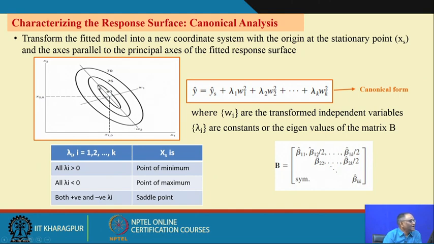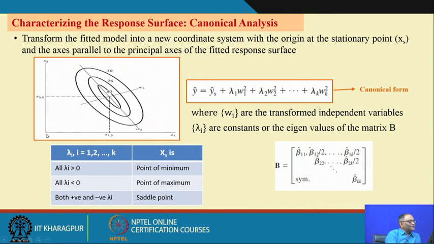So, the inner ellipse talks about the response y equal to 80, the middle one 75, and the outer one is 70. So, somewhere here the maximum response lies. If you see the principal axis of the ellipses and the axes of x1 and x2, they are not parallel. So, what do we want to do in canonical analysis?